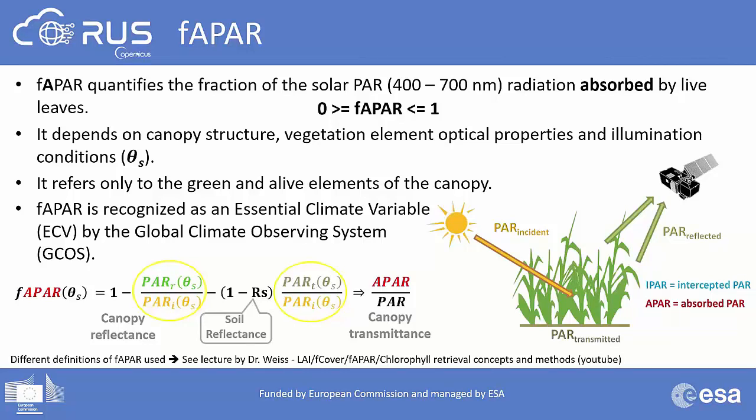Then we have the intercepted PAR, which is the amount of PAR caught by various canopy layers as it travels down through the canopy layers to the ground. The absorbed PAR, or APAR, is the amount of PAR that is actually absorbed by the canopy leaves. So of course the APAR has to be equal to or smaller than the EPAR, or the intercepted PAR.